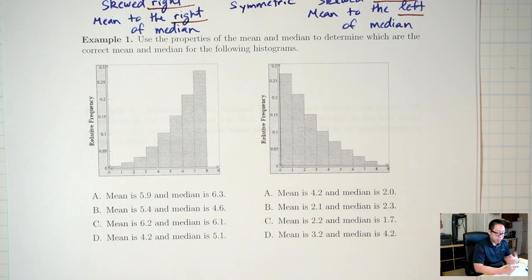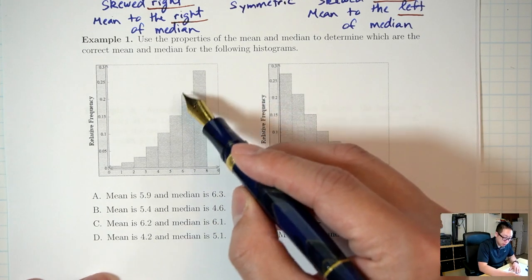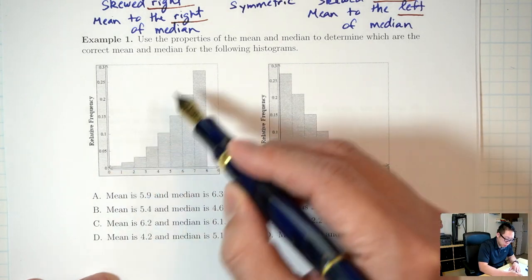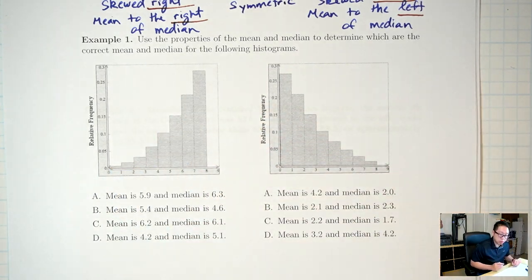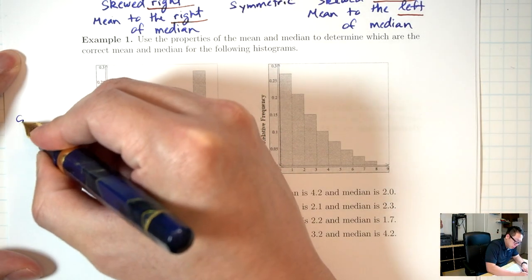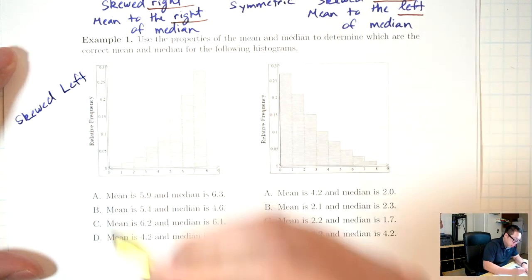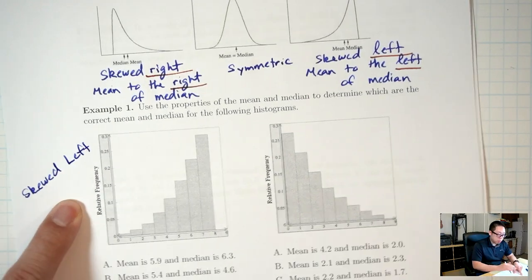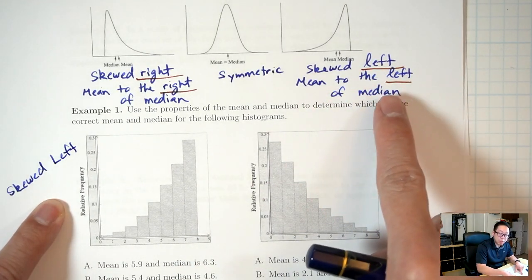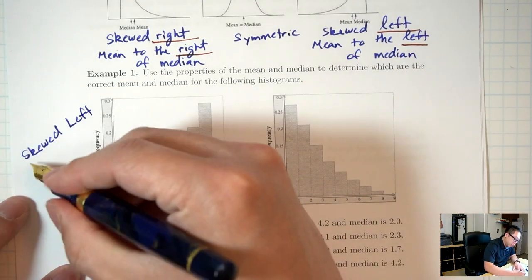This histogram, is that skewed left or is that skewed right? So skewness refers to the location of the tail, right? So this is the tail. The tail is on the left side, so this is skewed left. Which we know now means that the mean should be to the left of the median. Okay.